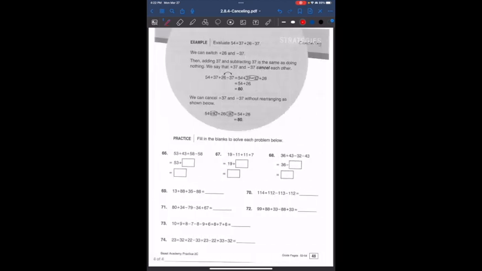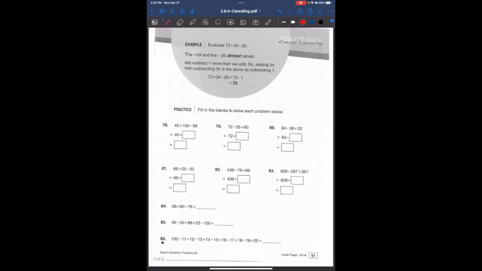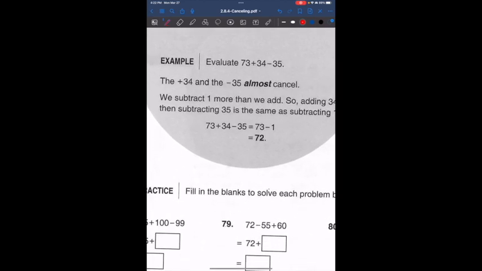So now we're going to practice almost canceling more. And so we have an example. Now it's not a word problem, it's just numerical. Evaluate 73 plus 34 minus 35, right? So 34 and negative 35 almost cancel out. That gives us negative 1. So we have 73 minus 1, which is 72.